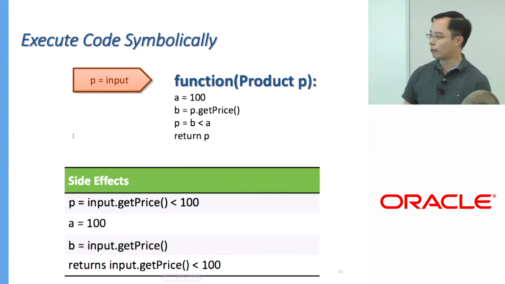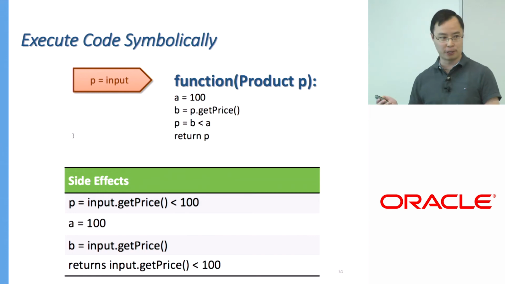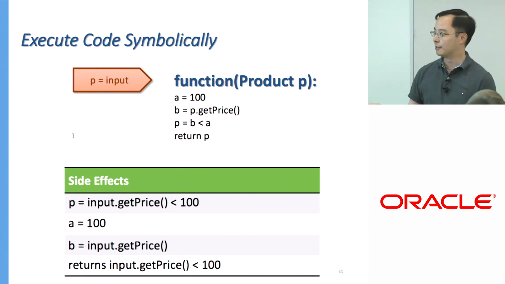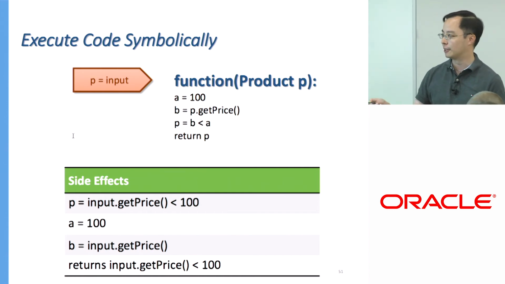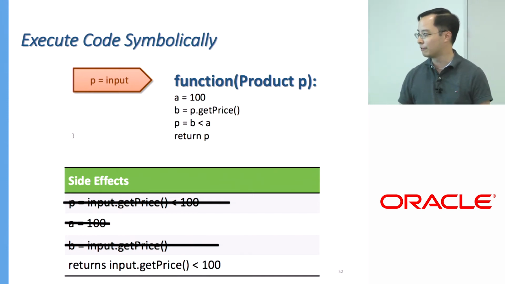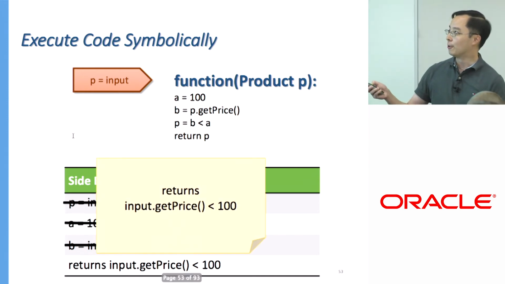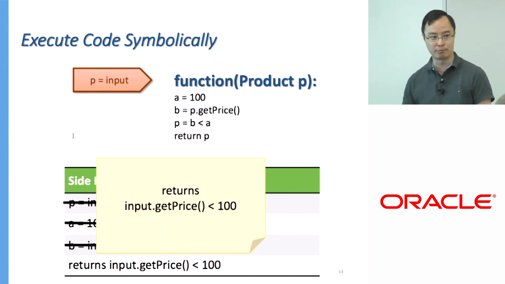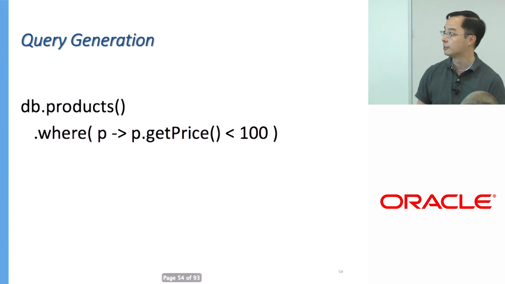These are all the things that the function changes when you run it. The first 3 lines are changes to local variables. When the function exits, these changes are discarded, so we can ignore that. We're left with this one change here. From this, we can see that all this function does is return whether the price of the input is less than 100.